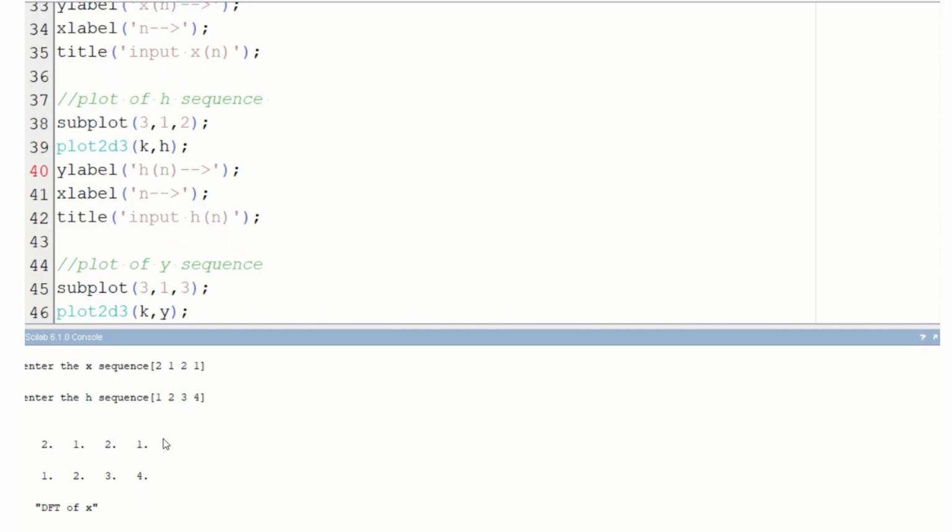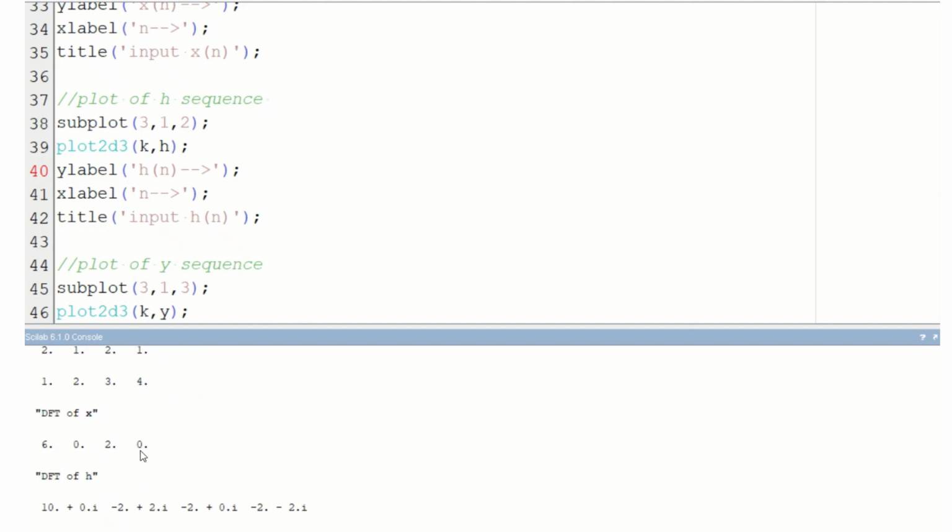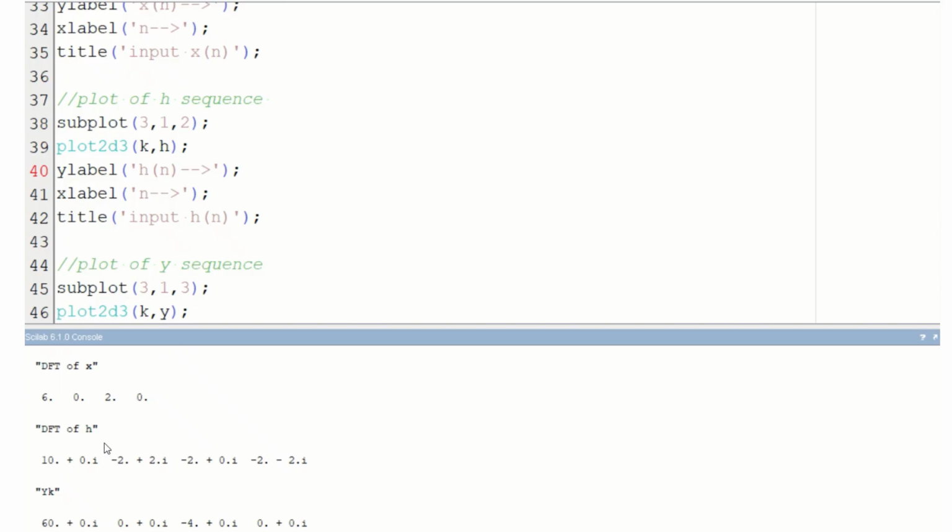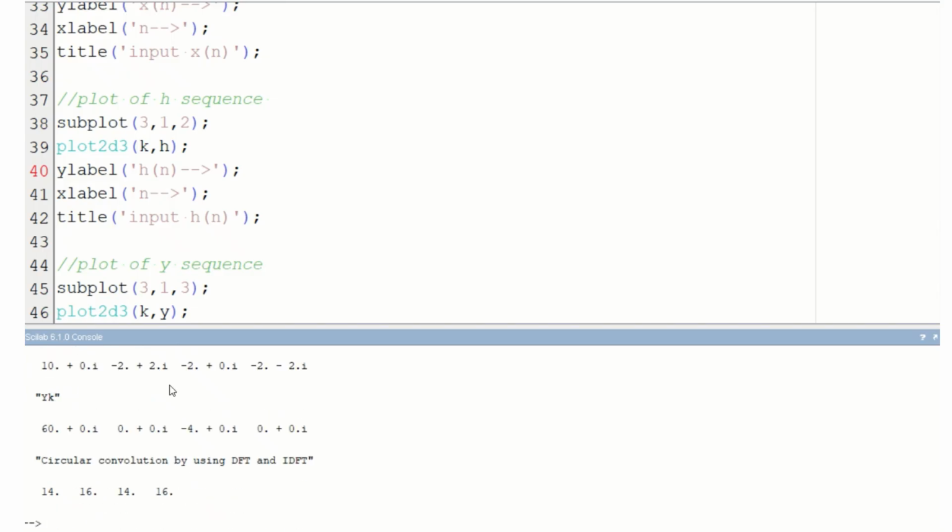So this is, if zero padding is there, then that is what the differentiation we can identify. Since both the sequence lengths are equal to 4 here, we are not getting any difference in this case. Then DFT of X is 6, 0, 2, 0. Similarly DFT of H we are going to obtain. Then multiply those two sequences, we are going to get Yk, and apply the IDFT for this one. This is what the value we are going to get, and this is going to be the circularly convolved sequence of the given two sequences.